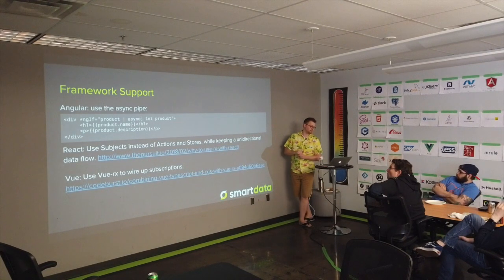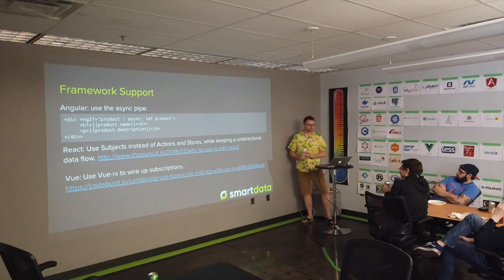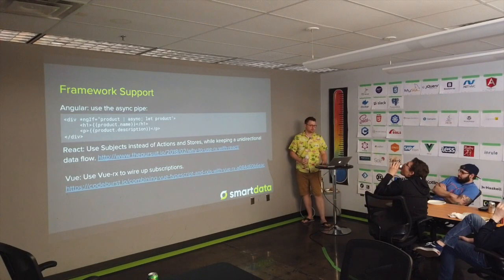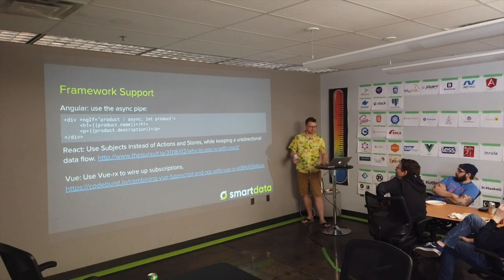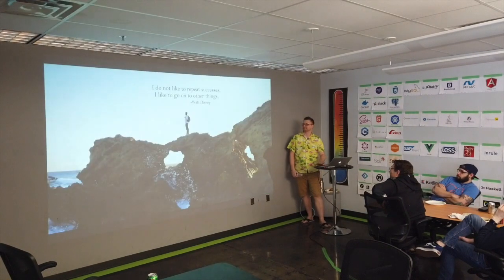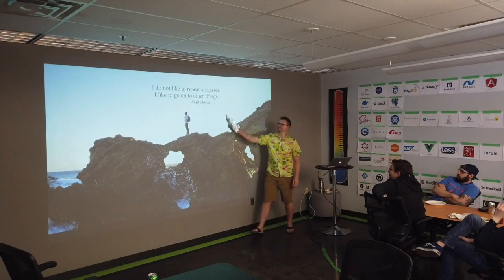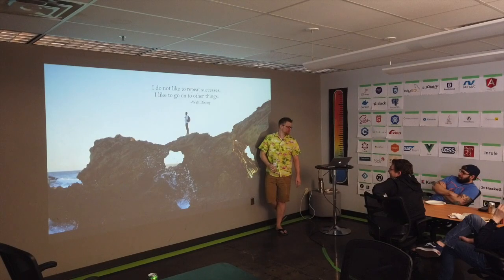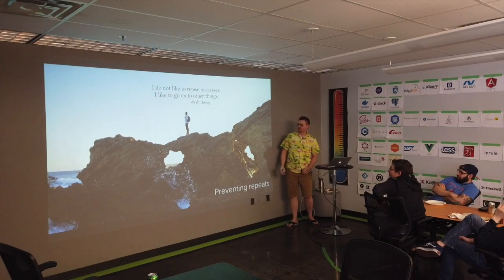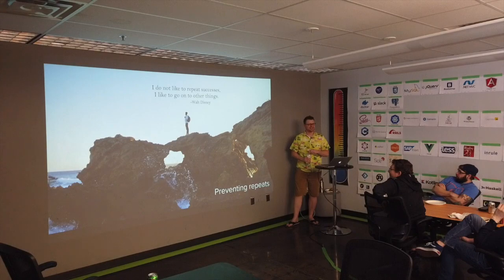Interestingly enough, Walt Disney, I found out, had a lot of trouble. He was getting repeated API calls that returned 200 OK responses, and he was trying to figure out where all these repeats come from. So he said he doesn't like to repeat success. He likes to go on and do other things. So how do you prevent repeats?